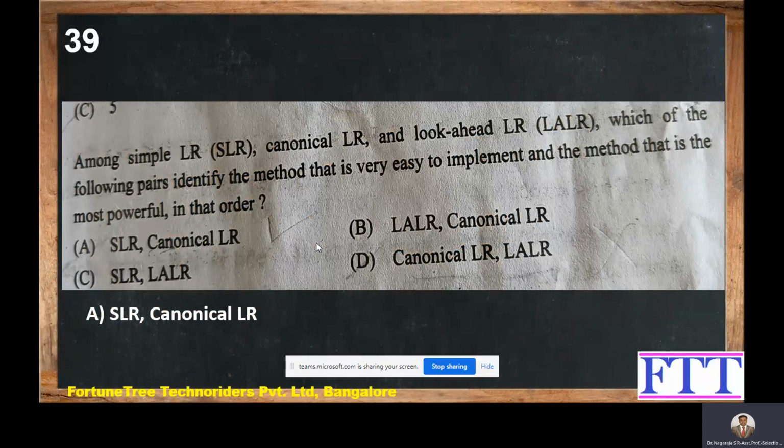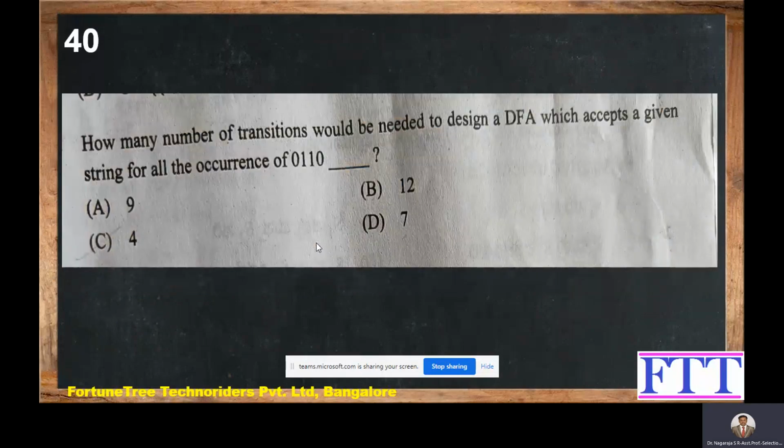So we move to the 40th question. How many transitions could be needed to design a DFA which accepts given strings for all occurrences of 0110? Option A 9, option B 12, option C 4, option D 7. So the right answer is option C, 4.